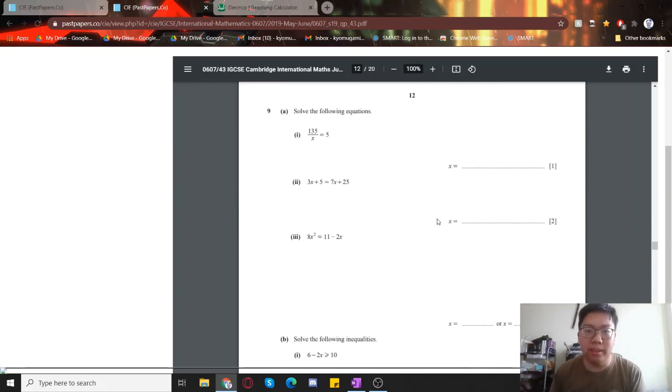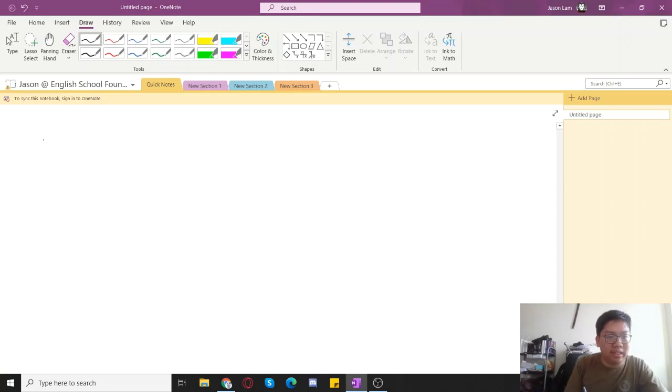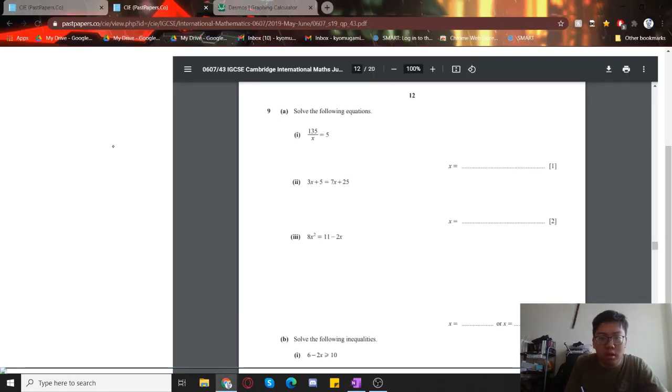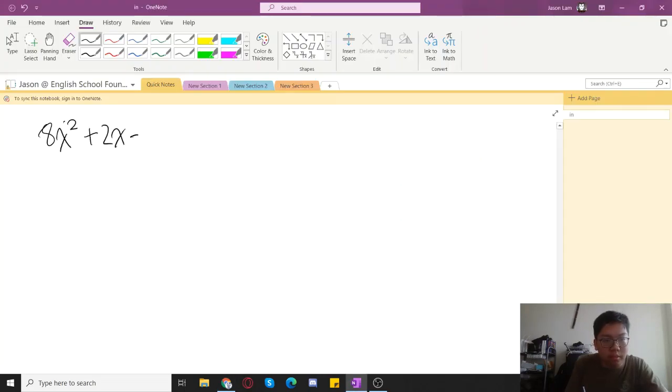Solve the following equations. I'm not gonna do it for you. Okay, fine. Let's do the hardest one. 8x squared plus 2x minus 11 equals 0. At this point, feel free to use what's called the quadratic equation. I will see if I can do it without using it.